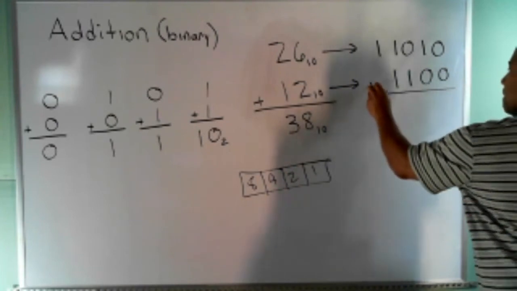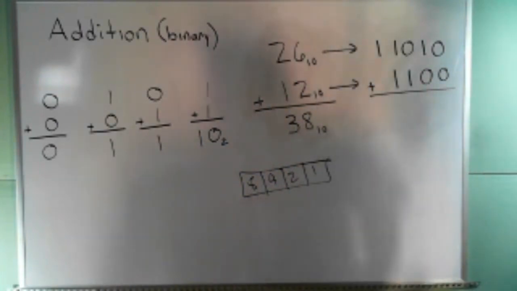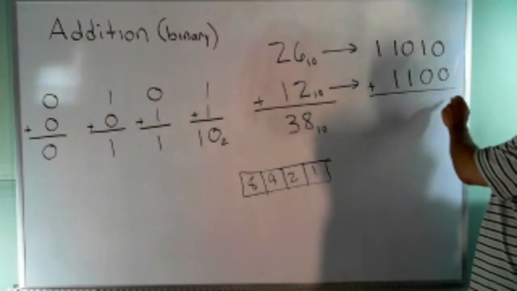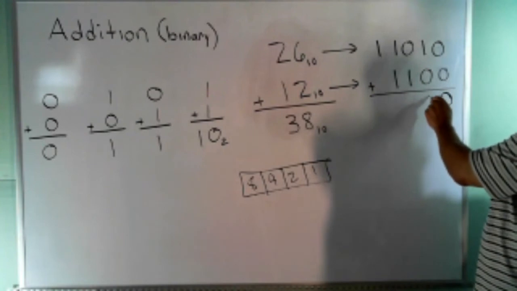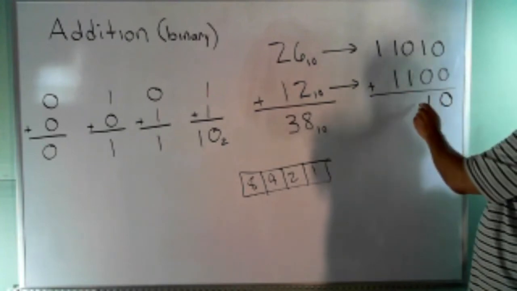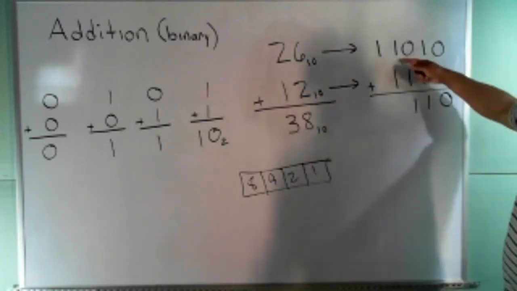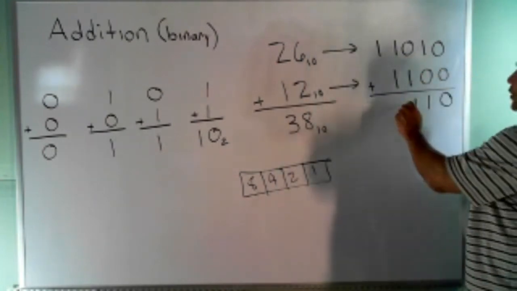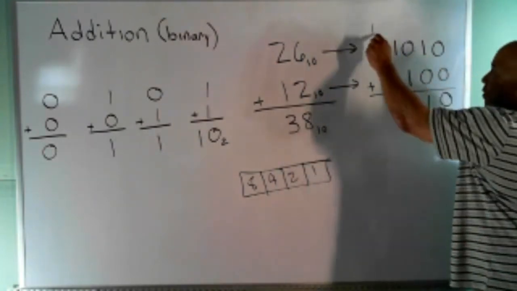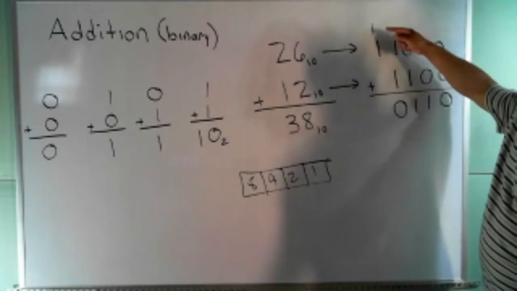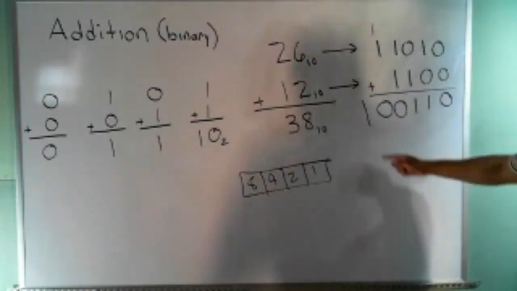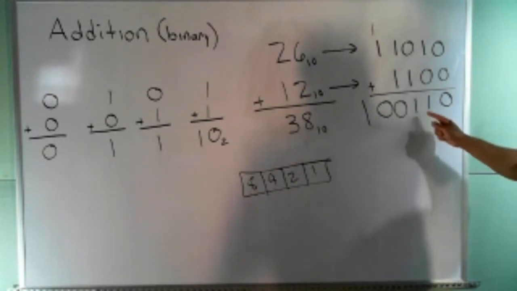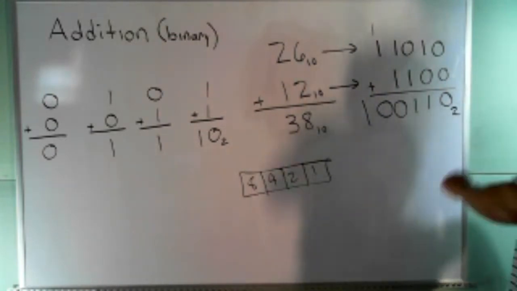So there's what we're adding. And I'll add the 0 and the 0 and get a 0. A 1 and a 0, get a 1. A 0 and a 1, get a 1. And now I have to carry again like before. So I have a 1 and a 1 is a 0, carry 1. And now I have to carry again. I have a 1 and a 1 is a 0. And I have to carry that other 1. So I get 1, 0, 0, 1, 1, base 2.